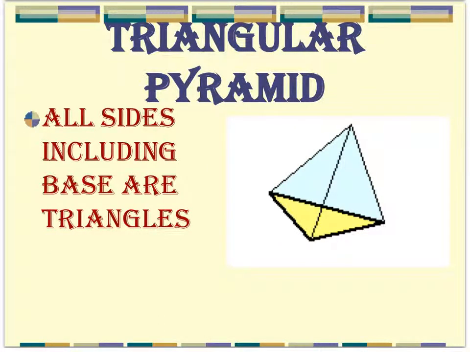So again, triangular pyramid, we're looking at the base being a triangle. So in this case, everything is a triangle because you have a triangle for the base and a triangle for the sides of this object.